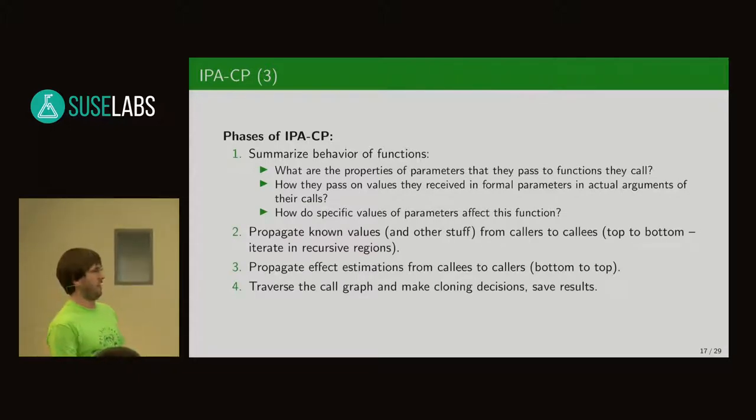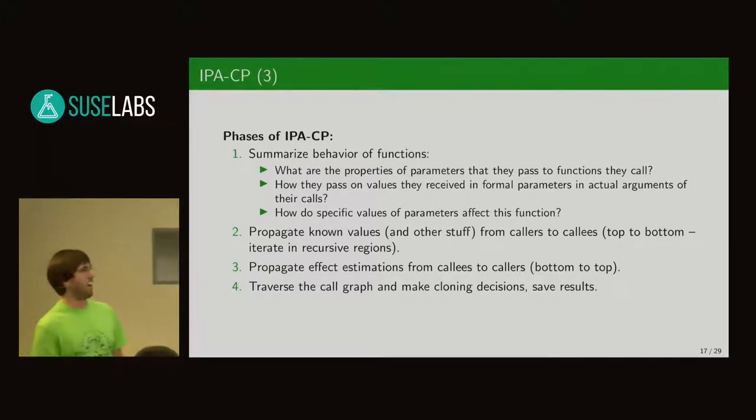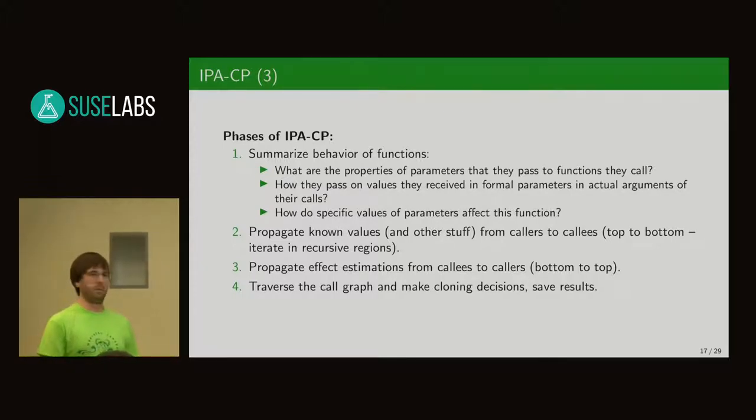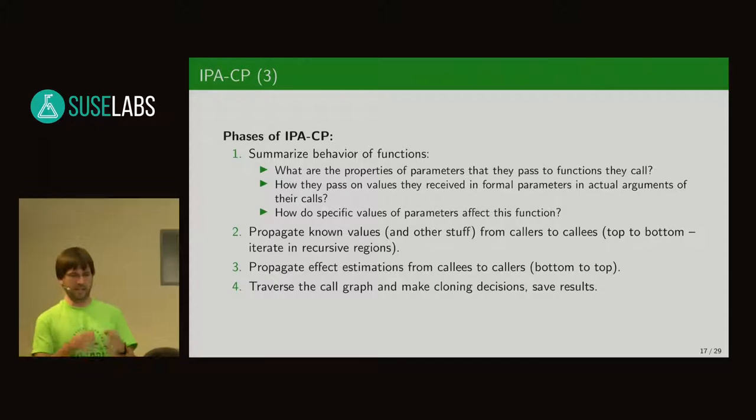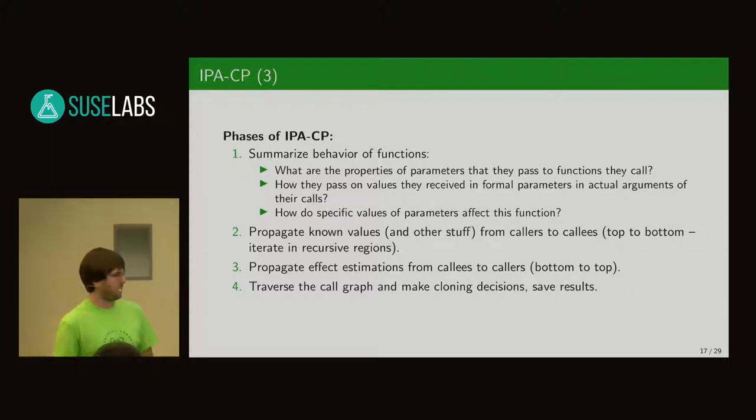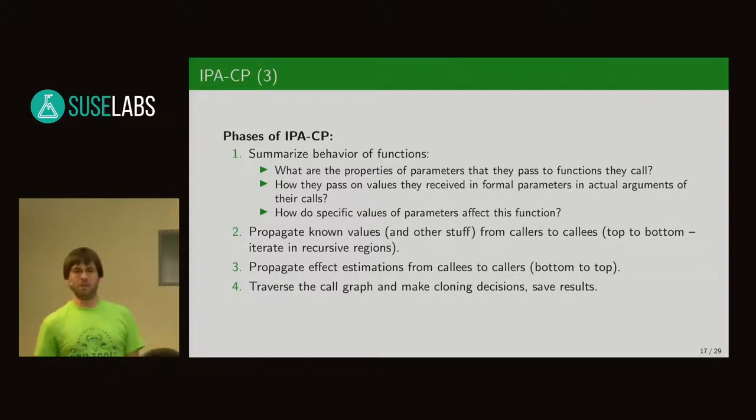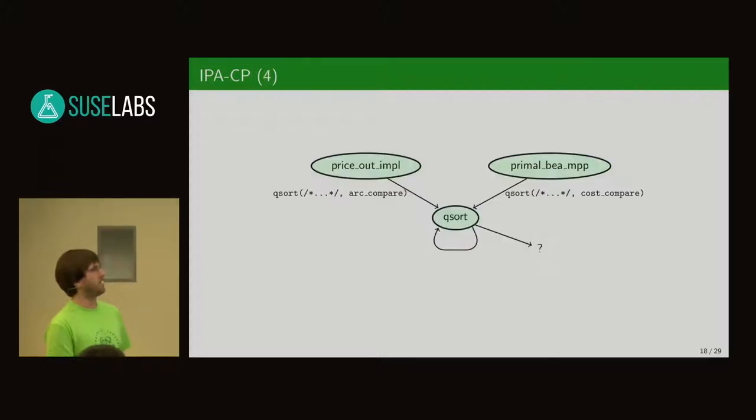And then we propagate known values from the callers to the callees. So in my examples, it's always top to bottom. Then when we arrive at some constant context, we calculate what we think are the effects, how the function would look if it was called in this known particular call context, and store it along with the node. And then we propagate these estimations from callees to callers so that we know that if we propagate this constant along this many calls, then we would have this benefit. And then we do a final sweep through the call graph, and we make the decisions.